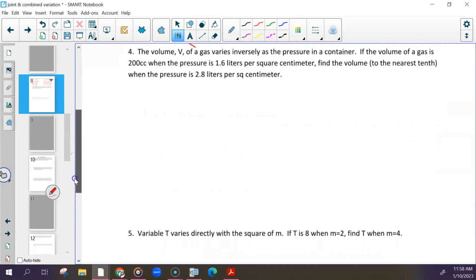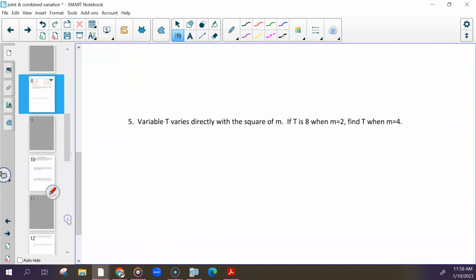We're going to skip 4 for right now and go to 5. Variable t varies directly with the square of m. How would we write that equation? Y is similar to t, yes. Elijah. Brian, what were you saying?